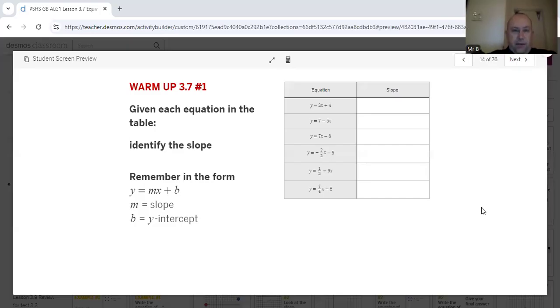All right, this is a video for lesson 3.7. It's going to be on parallel lines, but it's going to heavily borrow stuff from lesson 3.6. So if you were absent for that lesson, you do need to look at that lesson first because you'll need to know what the 6 steps are to be able to answer some of these questions later.